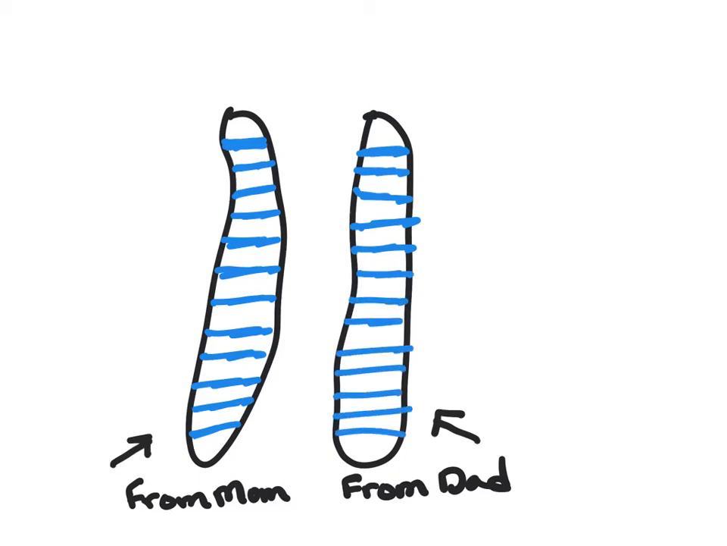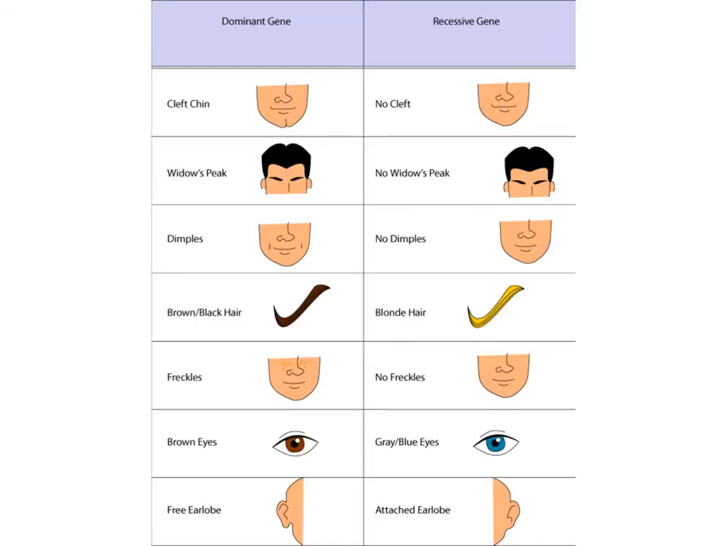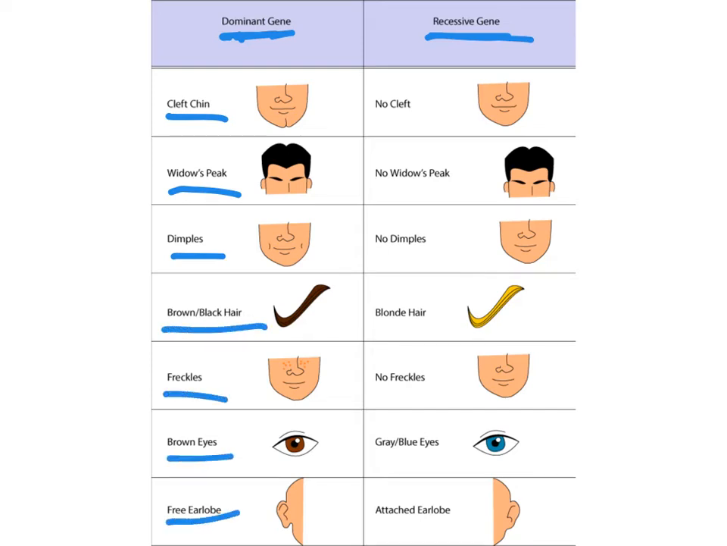On the next slide, this shows some traits that people might have, and a trait might be dominant or recessive. For example, cleft chin, widow's peak, dimples, brown or black hair, freckles, brown eyes, and earlobes are all dominant traits. Whereas no cleft chin, no widow's peak, no dimples, blonde hair, no freckles, gray-blue eyes, and attached earlobes are all examples of recessive traits.